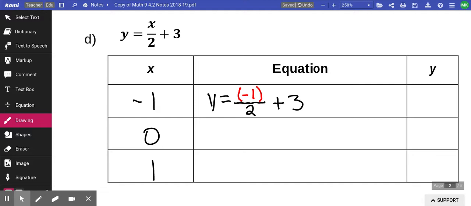You could then put that in your calculator if you wanted. If you did, you have negative 1 divided by 2. That's what a fraction is. That's 0.5. And then plus 3, as a decimal, you would get y equals 2.5.